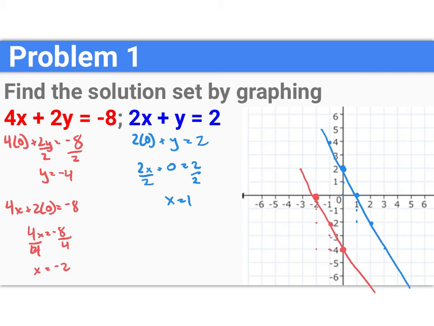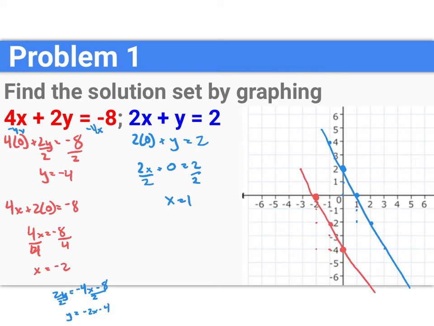So let's put them into slope-intercept form. When in standard form, the fastest way to graph lines is to use the intercepts. But let's carefully look at what we have. If we subtract 4x from both sides, we get 2y equals negative 4x minus 8. Divide everything by 2. y equals negative 2x minus 4.